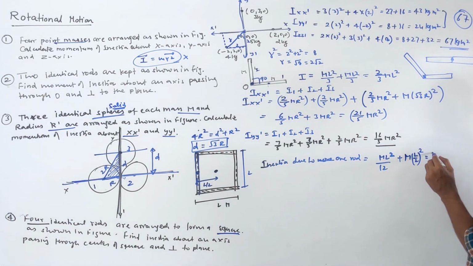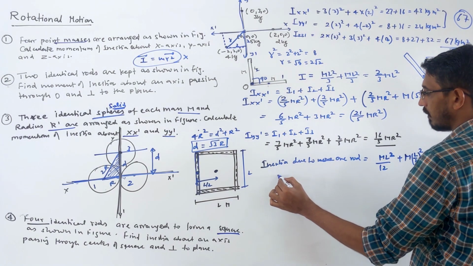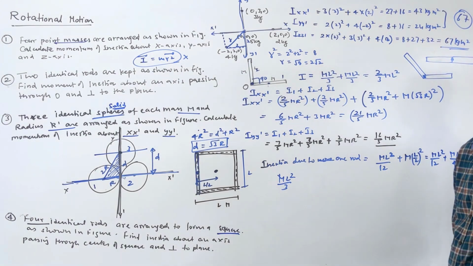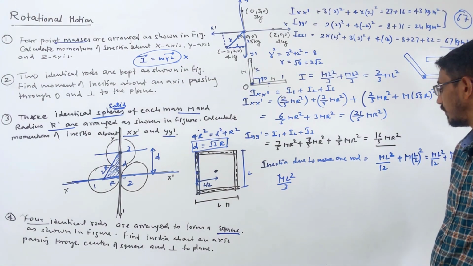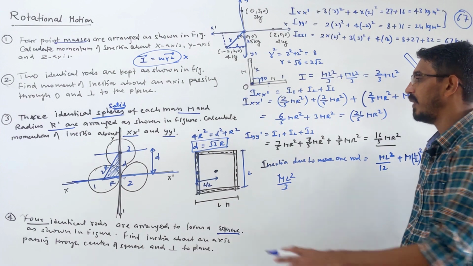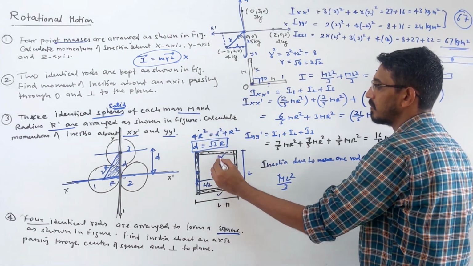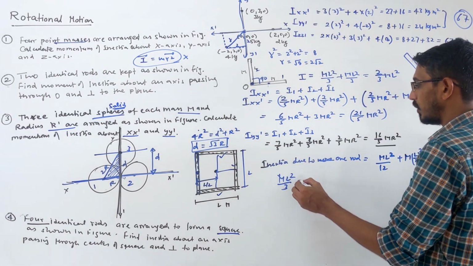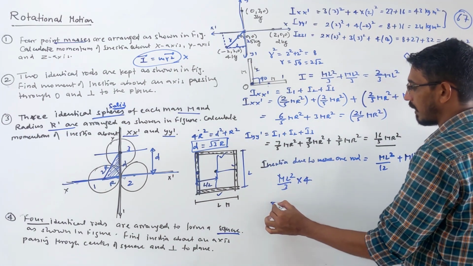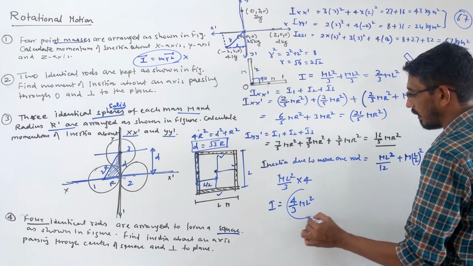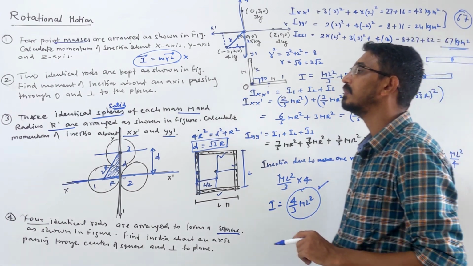Okay, so how much does this become? ml square by 12 plus ml square by 4. So this becomes simply ml square by what? 3. So ml square by 3. This is the inertia due to one rod. And we have a similar rod, exactly 4 rods with the same mass, same length, and same distance from the axis of rotation. So multiply by 4. That's your final answer. So total inertia will be 4 by 3 of ml square. That's the net inertia, right?